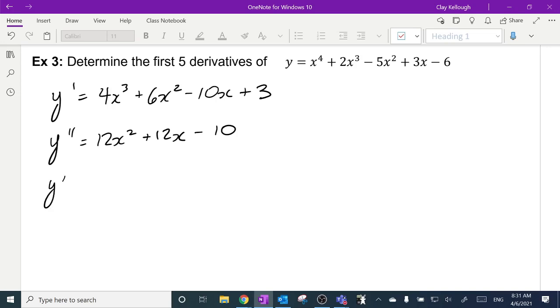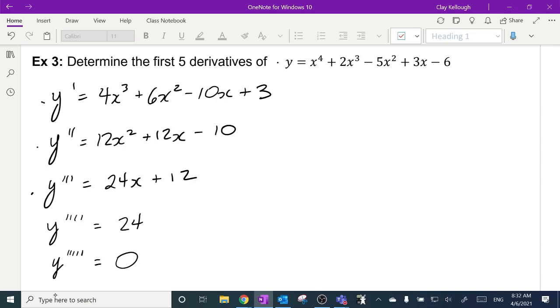The third derivative would be 24x plus 12. The fourth derivative would be just 24. And if you want a fifth derivative, remember the derivative of a constant is just 0. And notice the progression, right? You go from a quartic to a cubic to a parabola to linear to a constant to 0, to nothing.